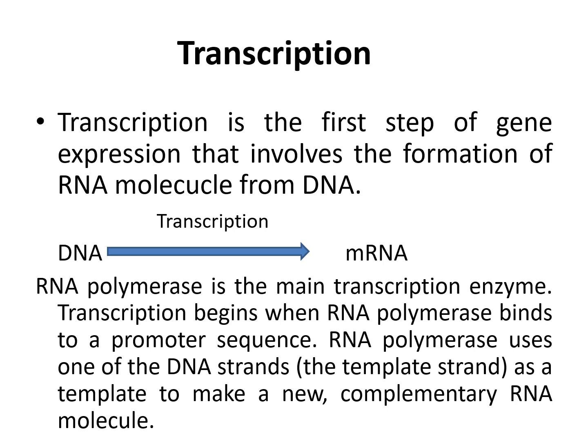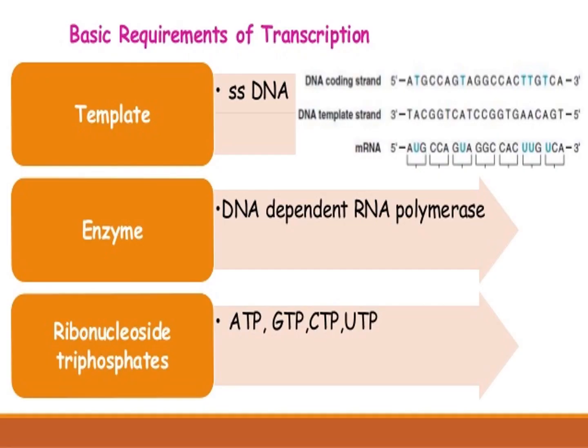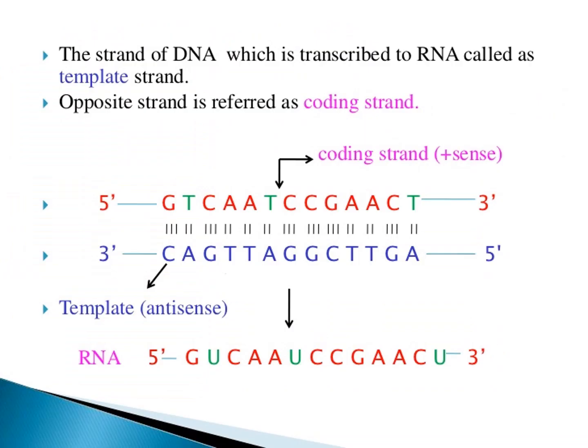Transcription begins when RNA polymerase binds to the promoter sequence in the DNA. Then this RNA polymerase uses one of the DNA strands as a template strand to make a new complementary RNA molecule. Before this, you must know the basic requirements for transcription. Ultimately, we need a template DNA and we need RNA polymerase as an enzyme. Then we need ribonucleoside triphosphate.